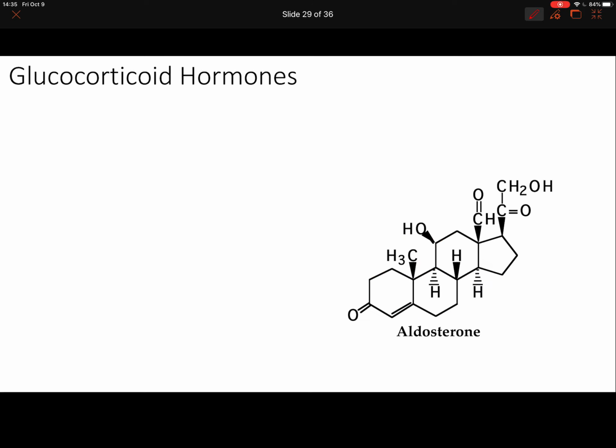So the glucocorticoid hormones. These are synthesized in the adrenal cortex.